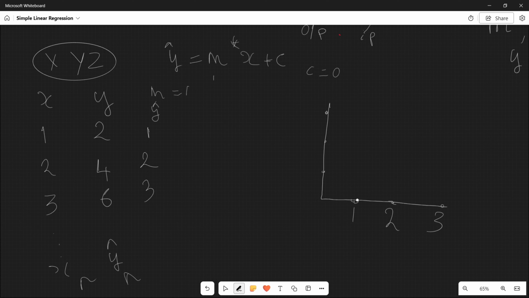So for x1, I am getting the output as 1. For x2, I am getting the output as 2. For x3, I am getting the output as 3. For this condition, my intercept c is 0, which says that my linear regression line is directly passing through the origin.